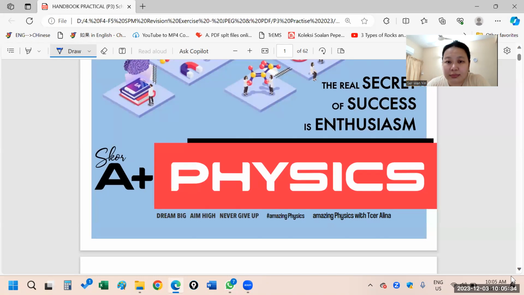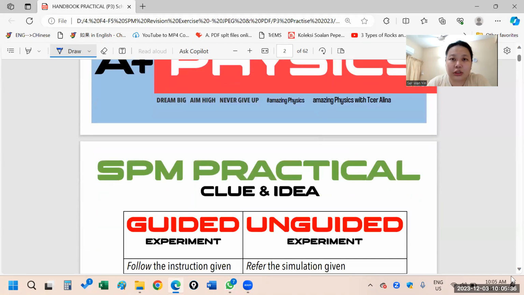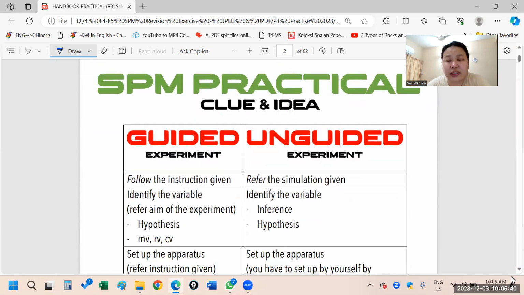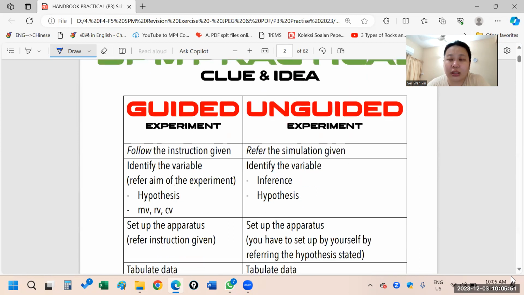Alina. She compiled everything. Very good. So actually, this original set got 127 pages, but I feel no need, because it includes all of the experiments, so I just take out the electricity.